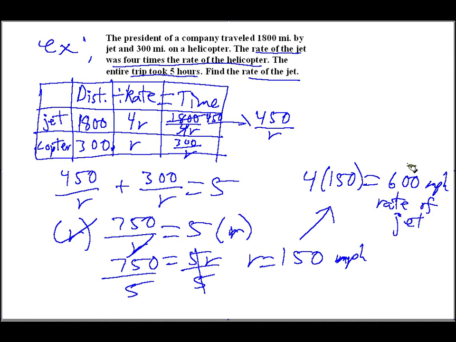So the solution we're looking for is right here: 600 miles per hour, rate of the jet. All right, can we see that? Again, use this table. Distance divided by rate is equal to time for the uniform motion problems in this section here. Let's try another one. Let me clear out the screen.